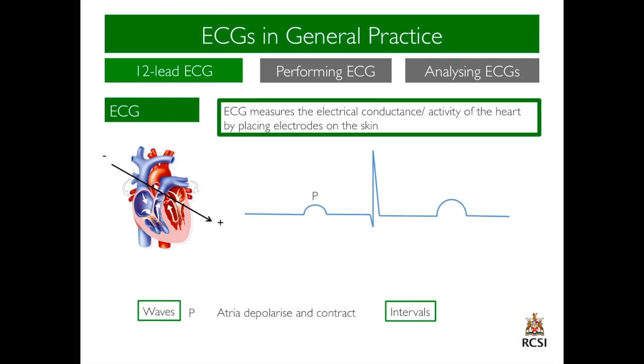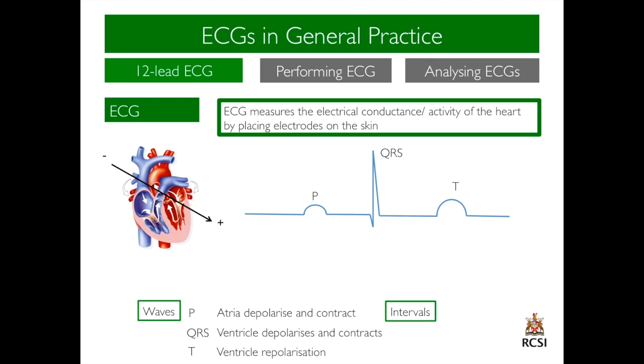The first wave is called the P wave and represents the depolarization of the atria and their contraction. The second complex waveform is called the QRS complex. It represents the depolarization of the ventricles and their contraction. The third waveform is called the T wave and represents the repolarization of the ventricles.